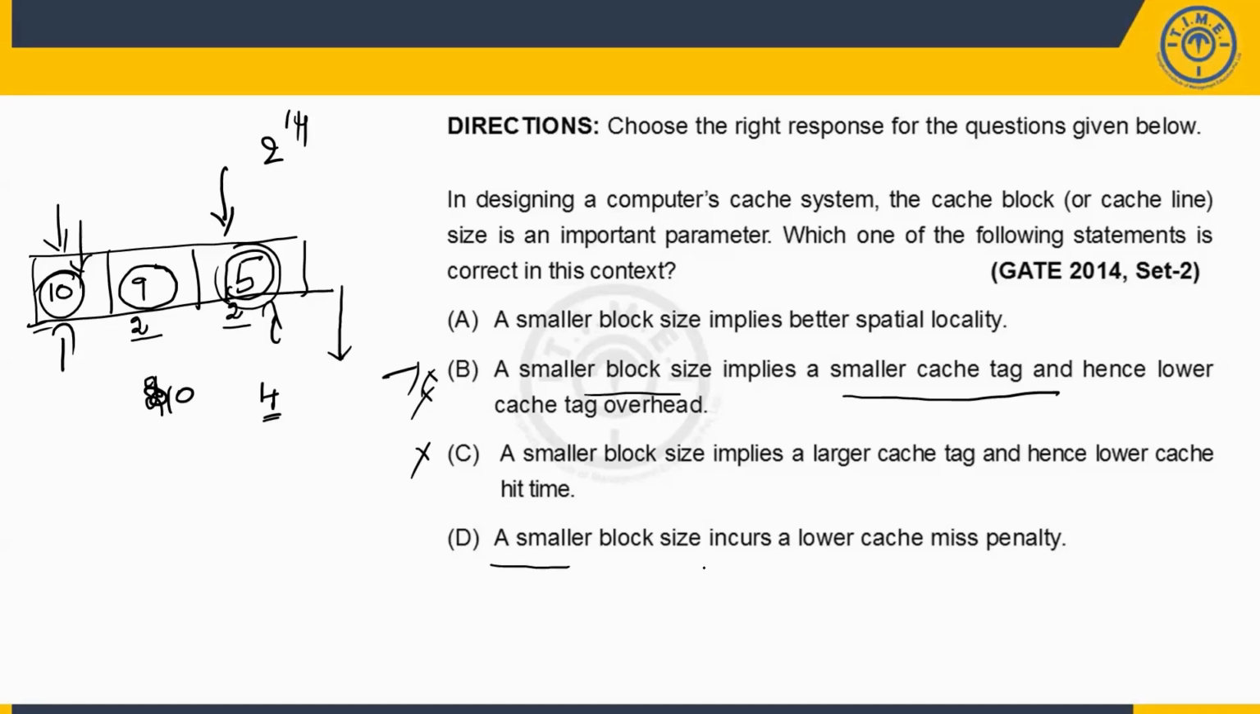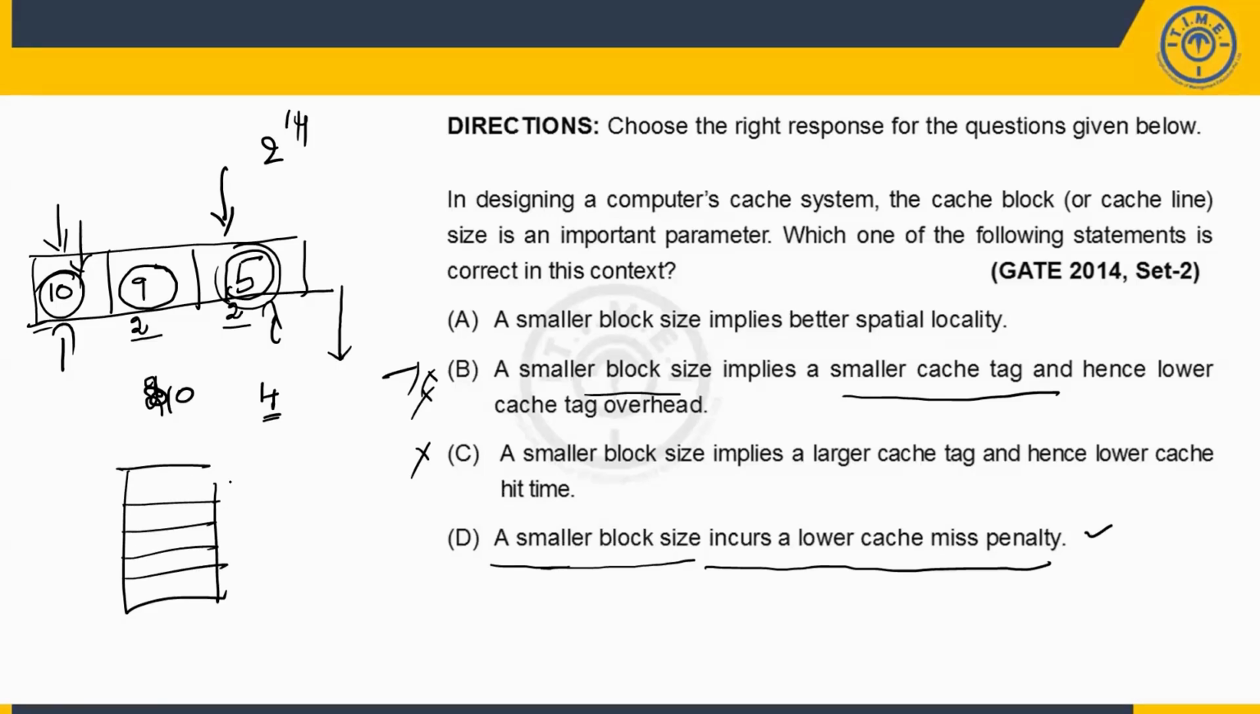A smaller block size incurs lower cache miss penalty. Of course, it will be true under some circumstances. Why? Because when the size of the block is small, the number of blocks will increase. Let us say one block size is equal to 16 words. Now I want to reduce my block to 8 only. If I reduce my block size, the number of blocks will increase in the cache memory. When the number of blocks increases, obviously the hit rate will also increase. So option D is correct. Are we clear? Yes, sir.